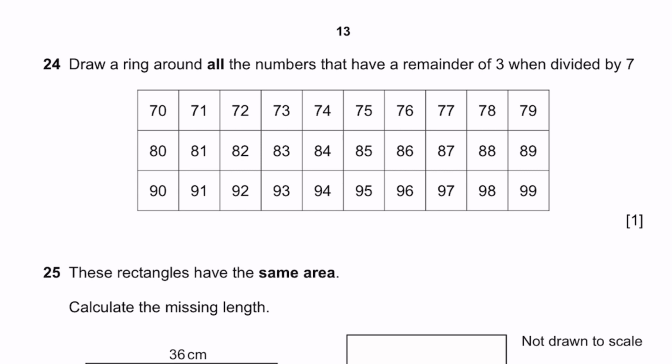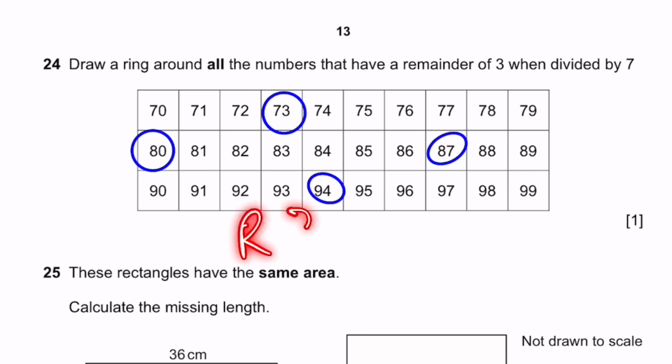Question 24. Draw a ring around all the numbers that have a remainder of 3 when divided by 7. That means we need to find the numbers which are divisible by 7 and then add 3. So 70 is divisible by 7. Add 3. 73. And now we add 7 to this until we cannot find any more numbers like that. 80, 87, 94, and that's it. So if you want to try dividing it on your own, you can try. And actually, these will all have a remainder of 3.